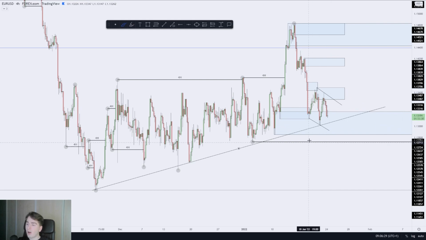But in the meantime, the expectation is that this area of supply is going to break and we are going to start moving down lower. So yeah, that is it for Euro Dollar. Let's head over to our next pair, which is Pound Dollar.